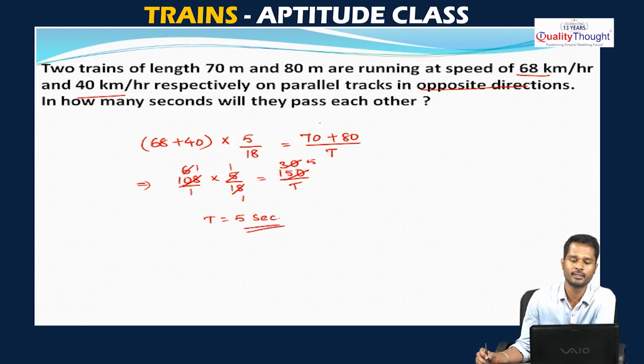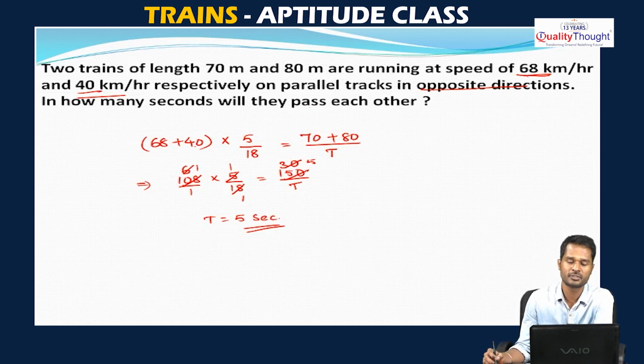Now what we did here, again both the trains are moving in the opposite direction on parallel tracks. So the speeds are 68 kilometers per hour and 40 kilometers per hour. So 68 plus 40, which is 108 kilometers per hour. So multiply it with 5 by 18 to convert it into meters per second, because the lengths of the trains are in meters and time should be in seconds.